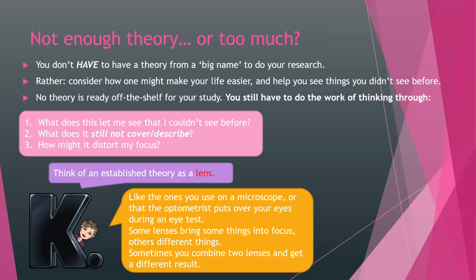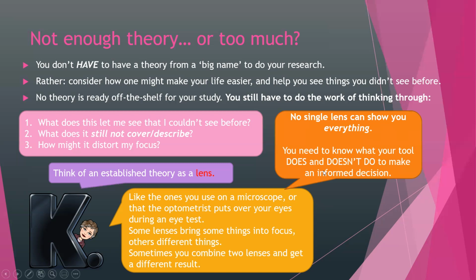Or when you go and get your eyes tested at the optometrist and he's flicking over different clear circles of glass, and then sometimes even colored ones, and sometimes even combinations of them. Different lenses bring different things into focus. Sometimes you even combine two lenses to get a different result. But the relationship matters between the gaze, the lens, and the object being analyzed. That relationship needs to cohere, and that comes back to Maxwell's interactive research design. No single lens can show you everything. You need to know what your tool does and doesn't do so you can make an informed decision.